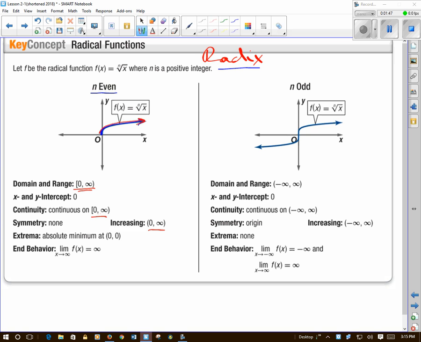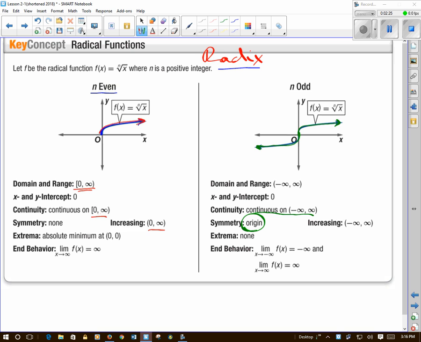Likewise, if we have here the odd root, the nth root, the difference is we still have this part here looking pretty much the same, but now because we can take an odd root of a negative number, we have this part going off to the left also. So now our domain and range become negative infinity to infinity. The x and y intercepts are both still 0. It's continuous over all real numbers, and symmetric through the origin.